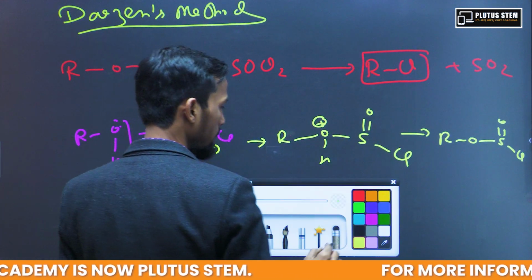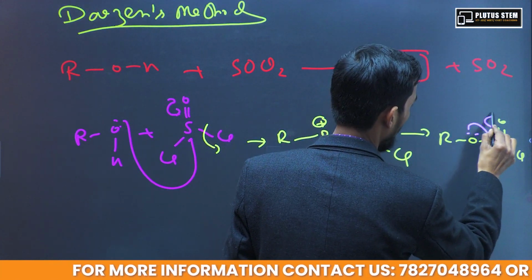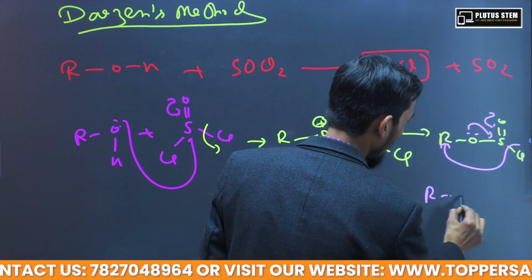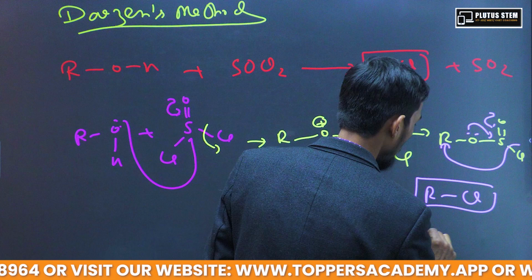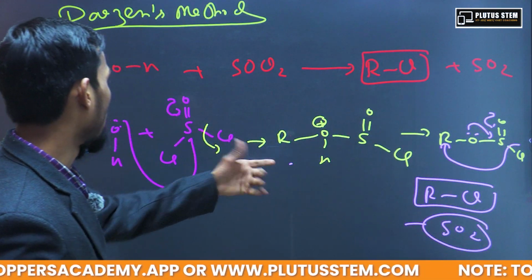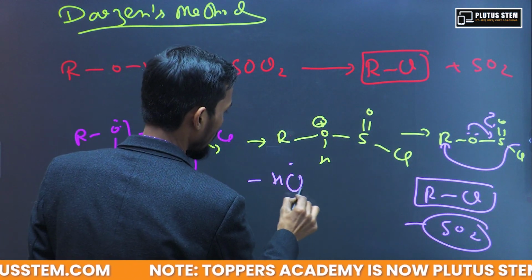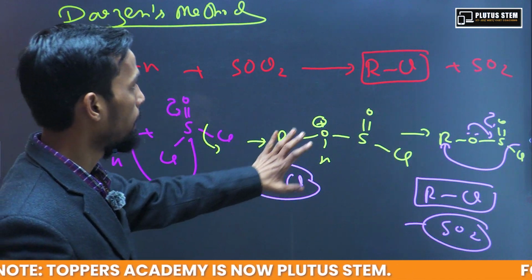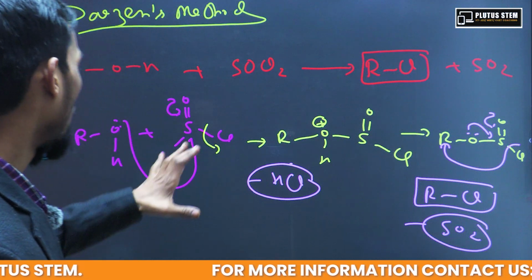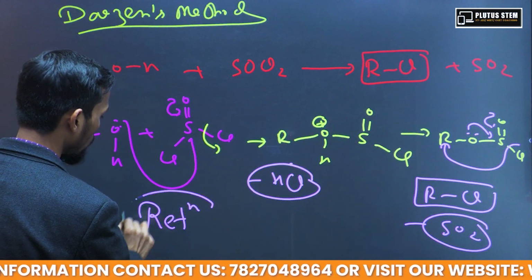Now again a similar type of intramolecular reaction will take place. This bond will come over here, it goes up and comes down, and this Cl will attack at this. We will get RCl plus SO2. And this HCl will leave from here. We have already got HCl. So HCl plus RCl plus SO2. This is the product which we are getting here. And in this product also we are getting retention in configuration.